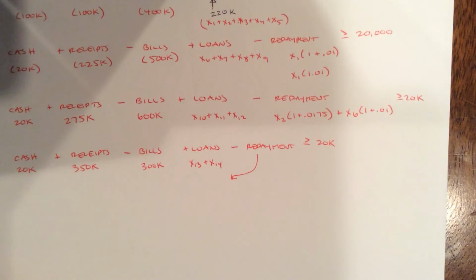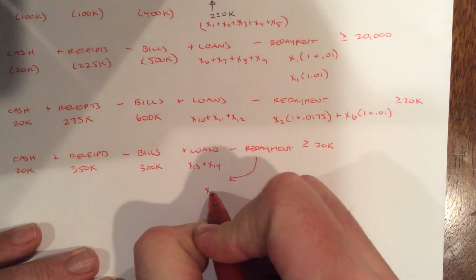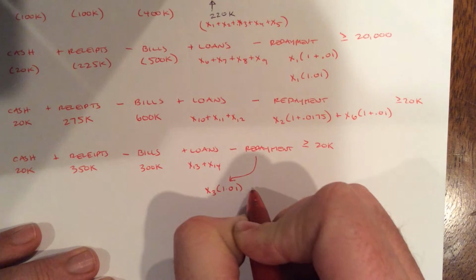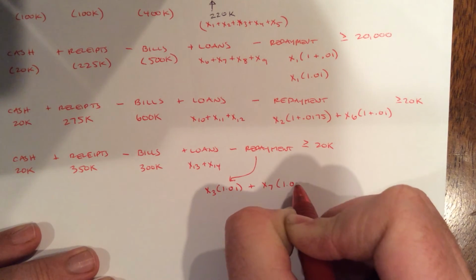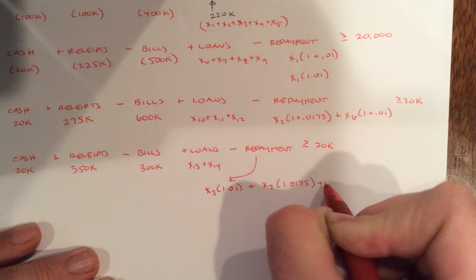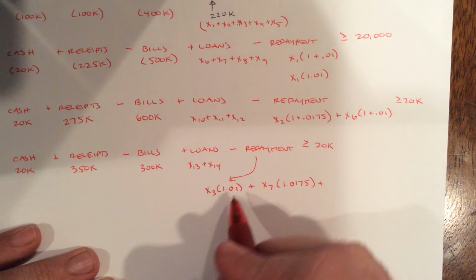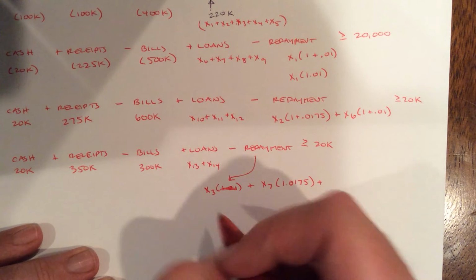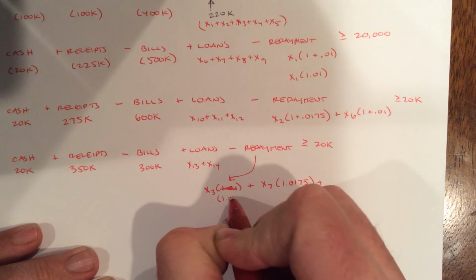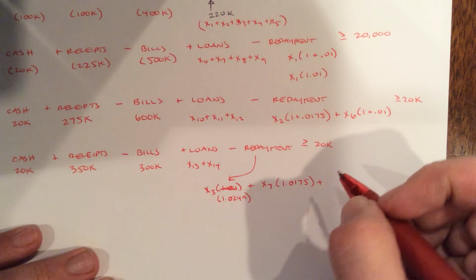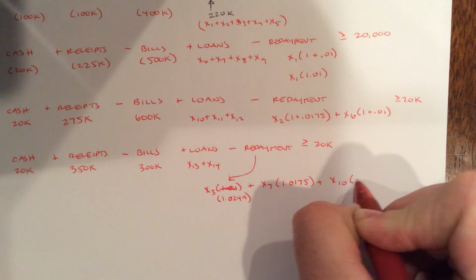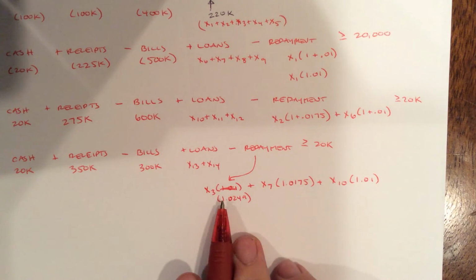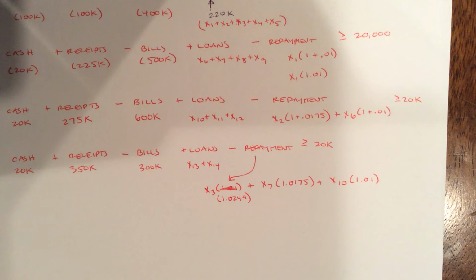So the repayment is going to be X3 times 1.01 plus X7 times 1.0175 plus, oh, I'm sorry, X3 is not 1.01. X3 is the 3-month interest rate, which will be 1.0249. And then our X10, which is our 1-month loan, is going to be 1.01. So these are the amounts for our repayment in month 4. We're getting close now.